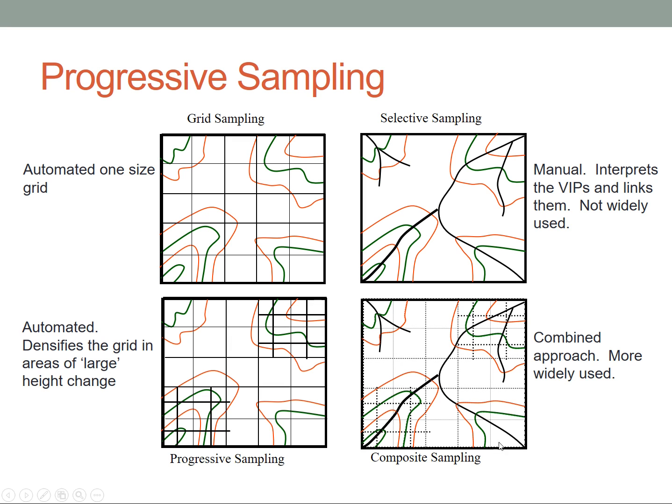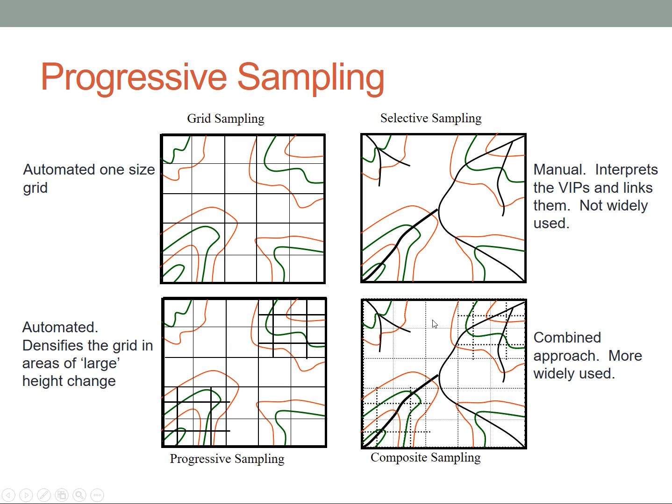Then there's composite sampling as well, and this combines everything. So this is a lot more widely used. So it takes some of the very important points. Here's my break lines. You can think of it as a break line. We can put those in. We can say those are really important. Following that break line, if that break line allows for me to, or showing bigger differences, then we definitely need to make the grid denser in those areas.